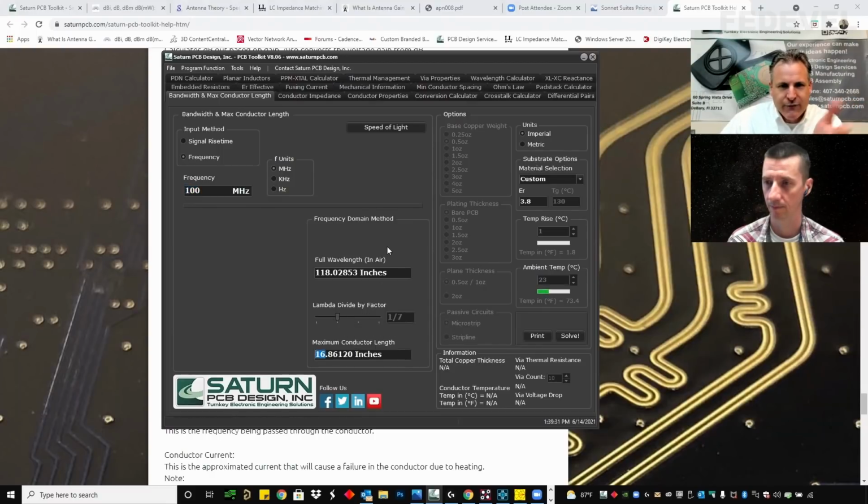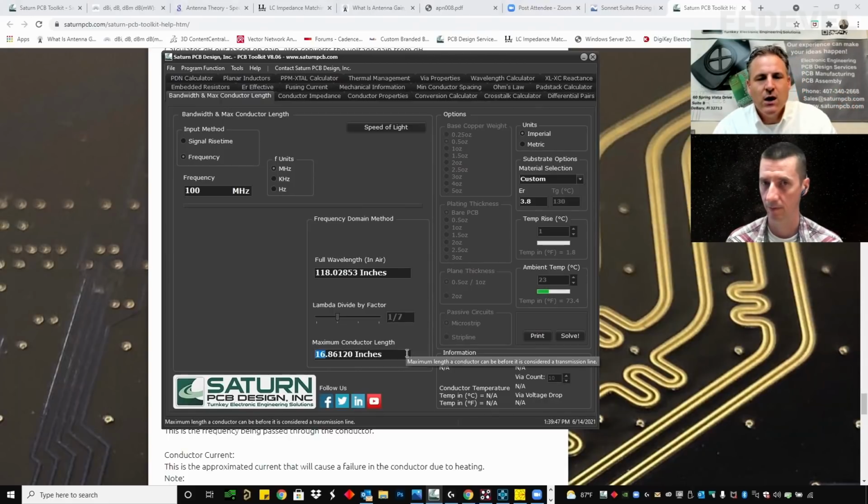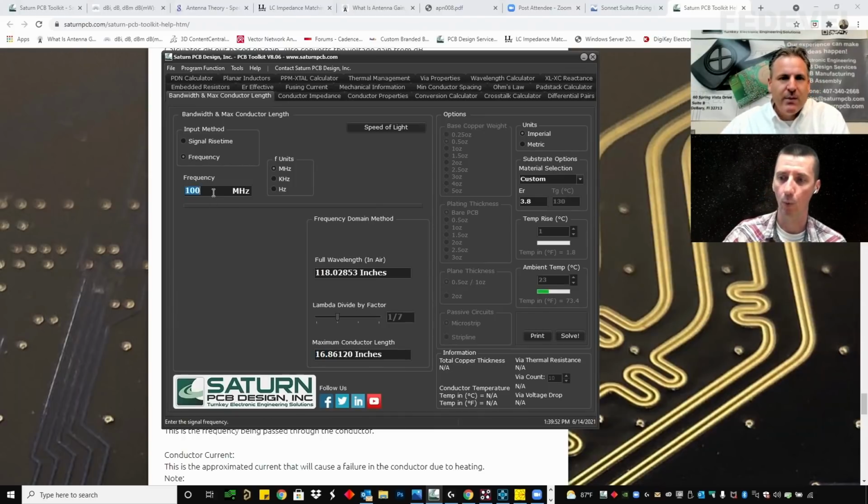This is how the frequency domain method that is called out in the IPC manual says. They take the full wavelength in air and divide it by 7. So your trace could be 16.8 inches long before it's considered a transmission line. The bottom line is you don't have to worry about it. So that's the length when you need to start worrying.